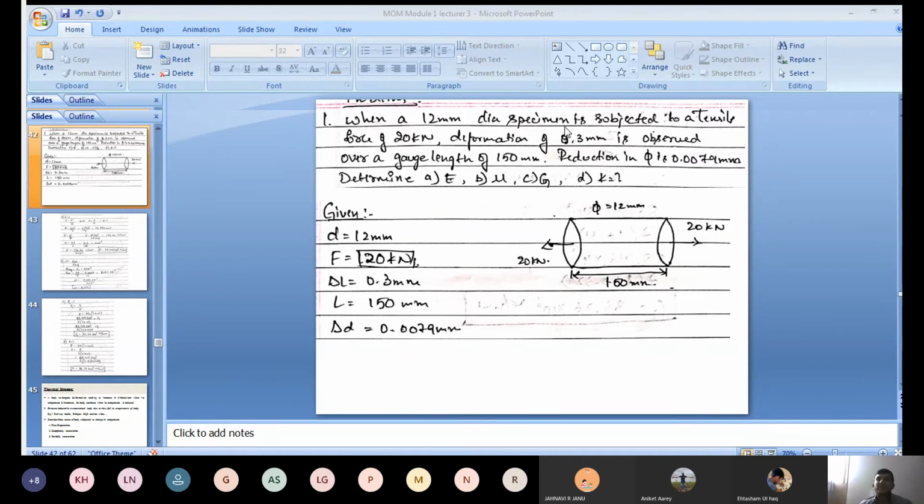Now take the problem, write the appropriate sketch. Now write the given data, then go for determine here. Now tell me the value of E. So geometrical property is given, diameter is given, length is given, then loading property is also given, that is 20 kilonewton. After that, once you apply load, what happens? Length increases, diameter decreases. Then how to calculate Young's modulus?